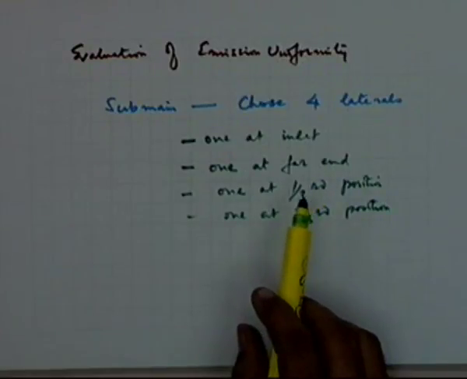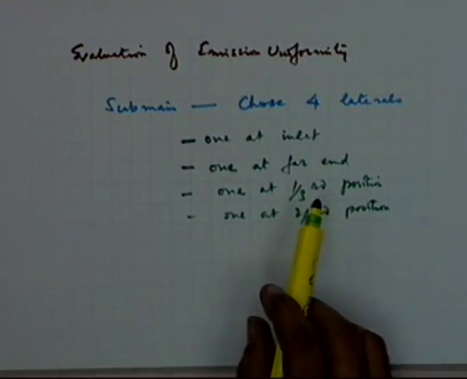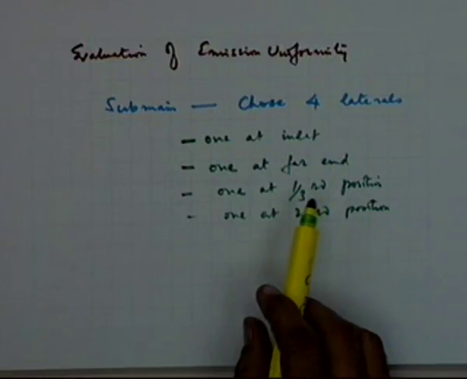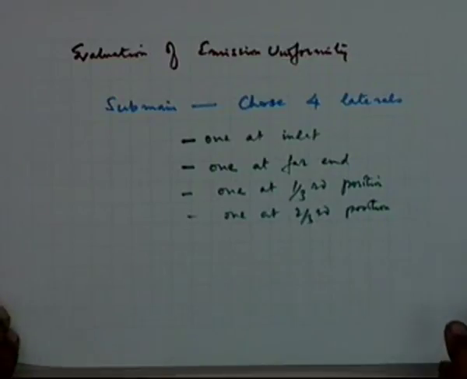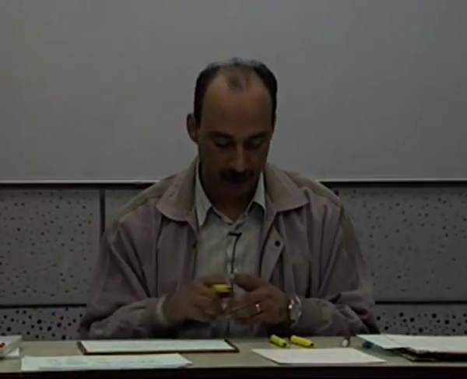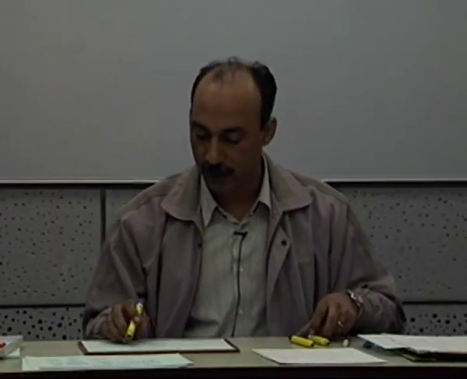Not the average conditions you will find out, but they are representing all the conditions, the maximum conditions, the minimum conditions, and the in-between conditions also. Similarly, suppose you have selected 4 laterals. On each of these laterals, again, there will be variation when you go from one emitter to another emitter, because, as you know, there are losses which are taking place.